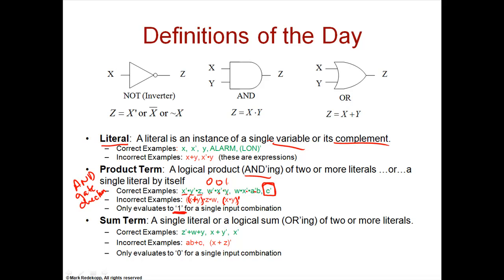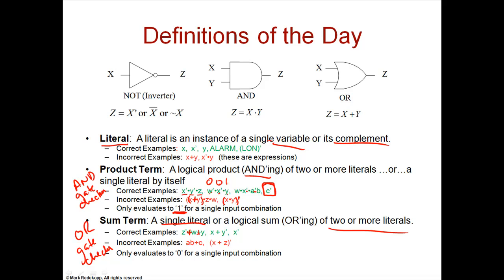We just did these OR gate checkers. That's essentially what a sum term is. It's an OR gate of two or more literals. Or again, a single literal by itself counts as a sum term. So here I have the sum of z bar, which is a literal, w is a literal, y is a literal. That's a sum term. X bar by itself is a single literal, so it counts as a sum term.